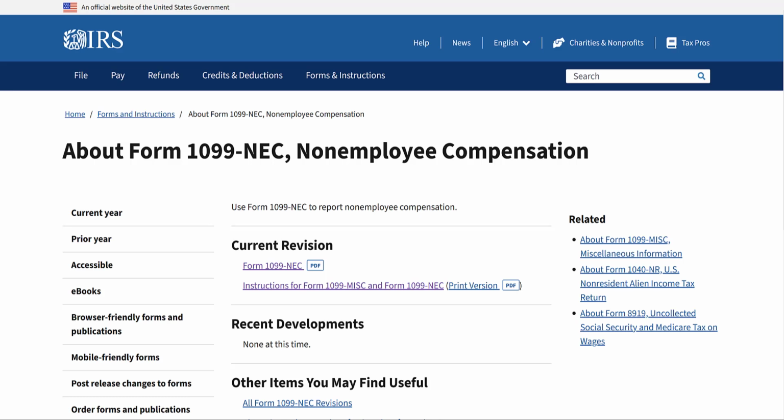So it used to be that all 1099 non-employee compensation payments were reported on 1099 miscellaneous. So 1099 NEC is a newer form that now splits out non-employee compensation away from 1099 miscellaneous, okay?